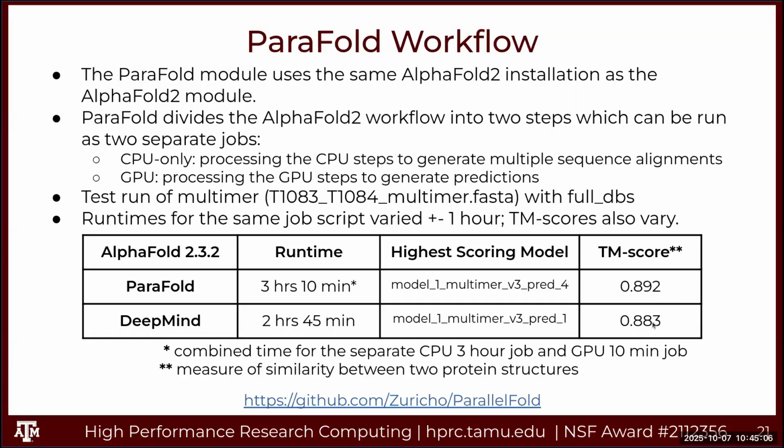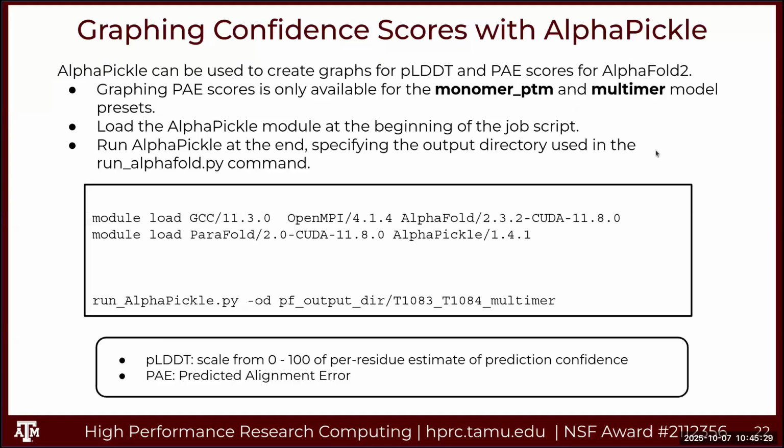DeepMind might have a higher score, but they're very, very close. So the main point to take away from here is that relatively the same amount of time, same scores, basically using the same code, and you're just freeing up, you're not tying up a GPU while the multiple sequence alignment step is running.